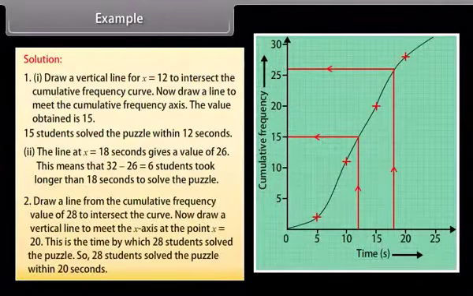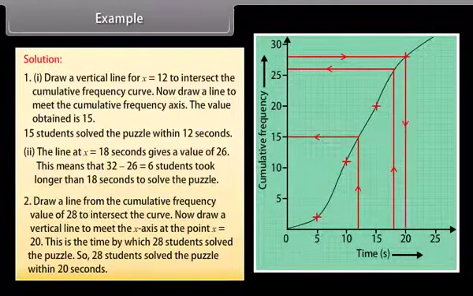2. Draw a line from the cumulative frequency value of 28 to intersect the curve. Now draw a vertical line to meet the x-axis at the point x as 20. This is the time by which 28 students solved the puzzle. So, 28 students solved the puzzle within 20 seconds.